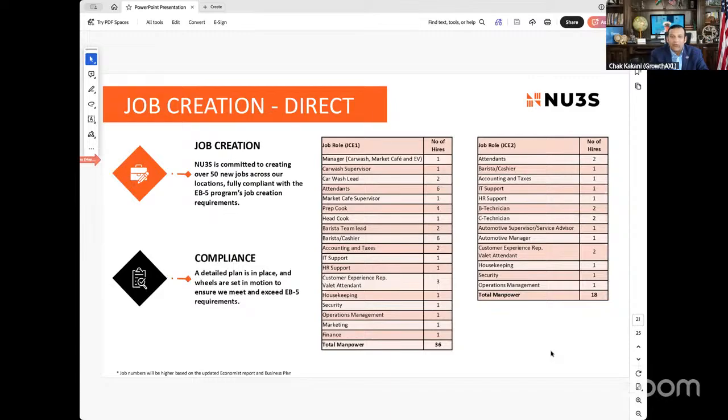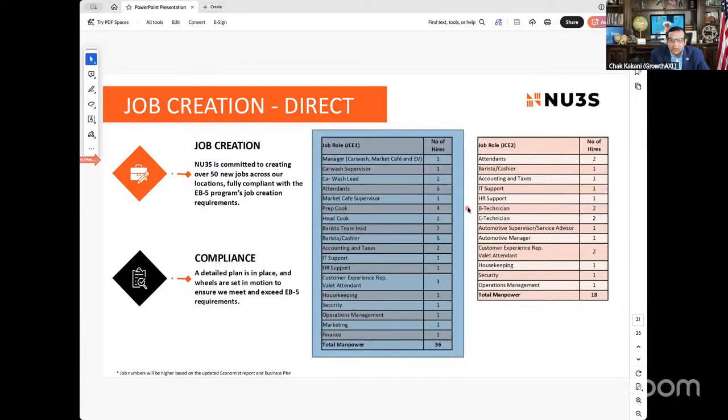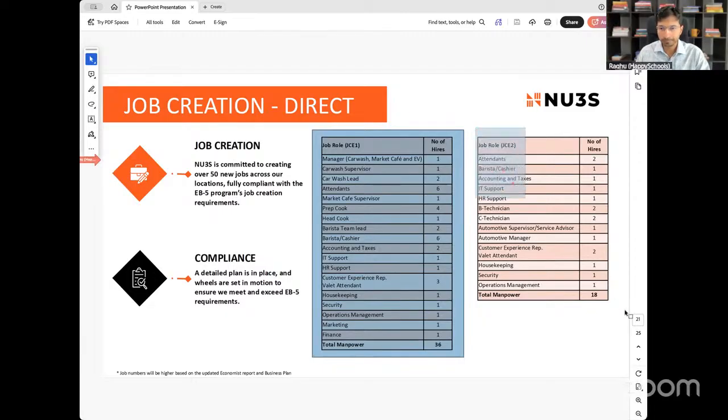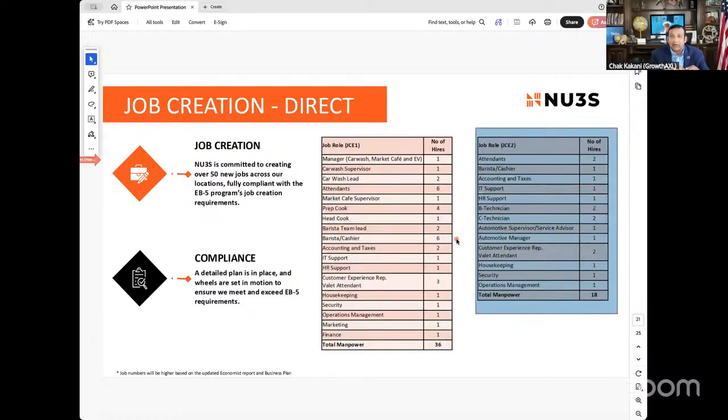Thanks, Raghu. Sorry, please go ahead. So, Raghu, this is about job creation. Our JCE1, Market Cafe, car wash, and EV charging, is slated to create about 36 direct jobs, manpower, right from within the first couple of months of us opening the doors. I think we already have offer letters out, Raghu, for 24 employees. We are sure to fill the other 12 employees for JCE1.